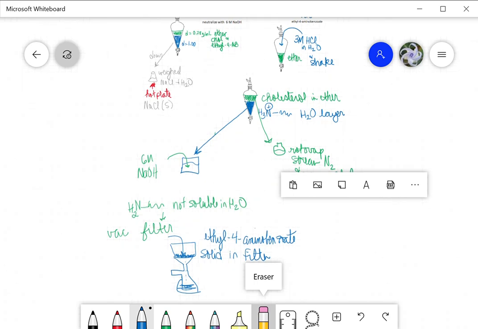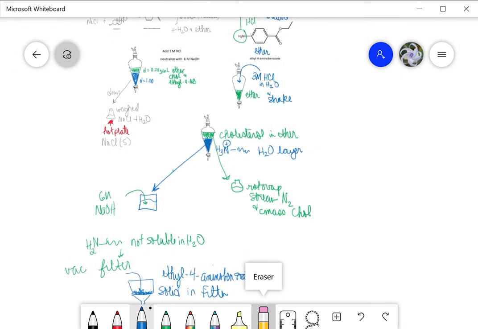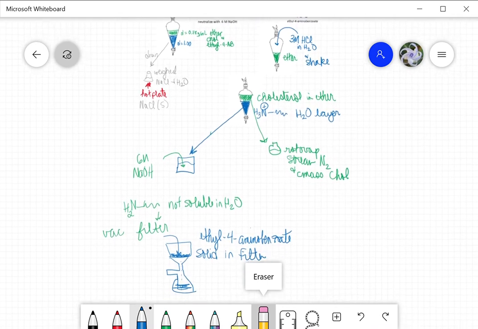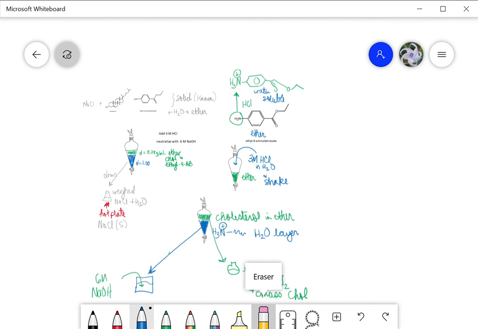So we're going to continue doing this discussion and this technique for several more times in this semester. So this is a good opportunity to practice doing this extraction using a SEP funnel.